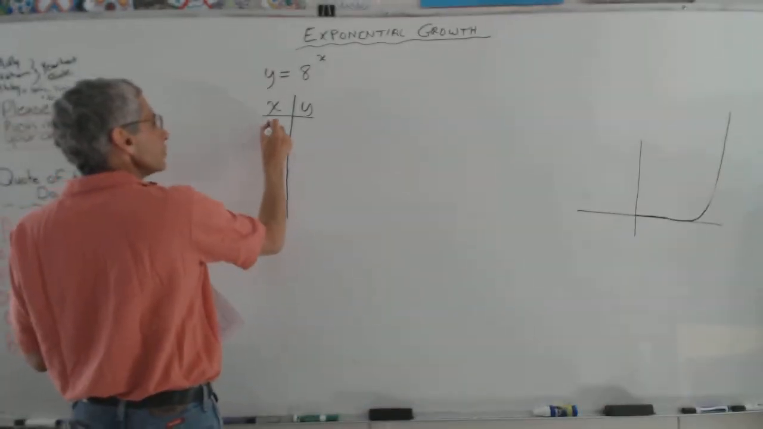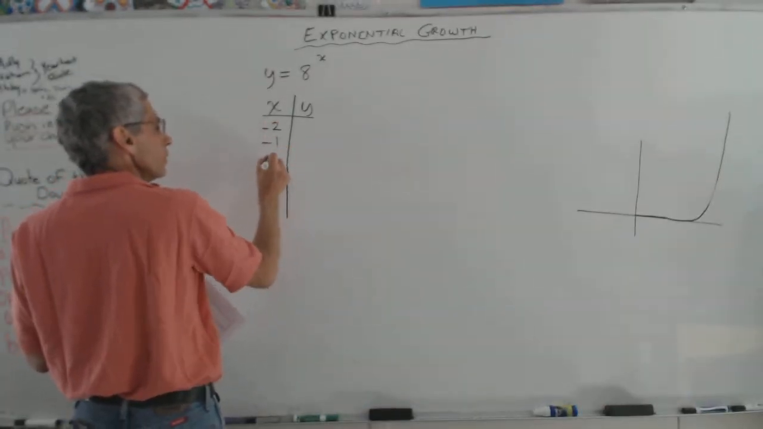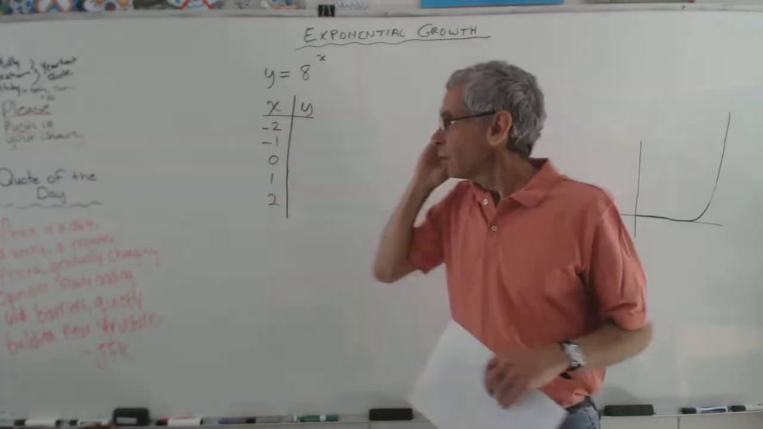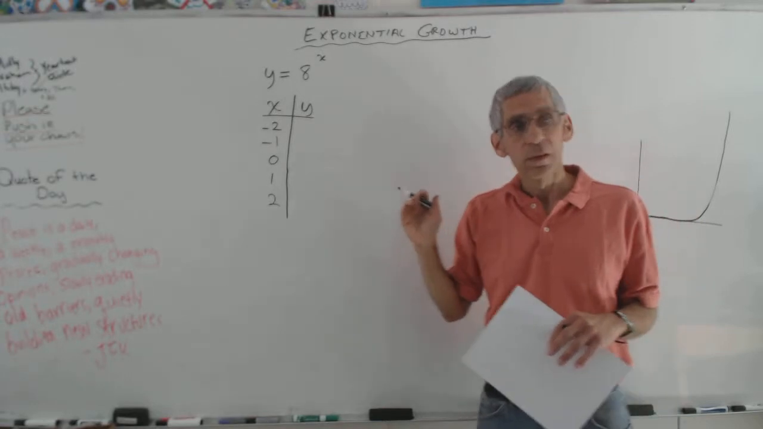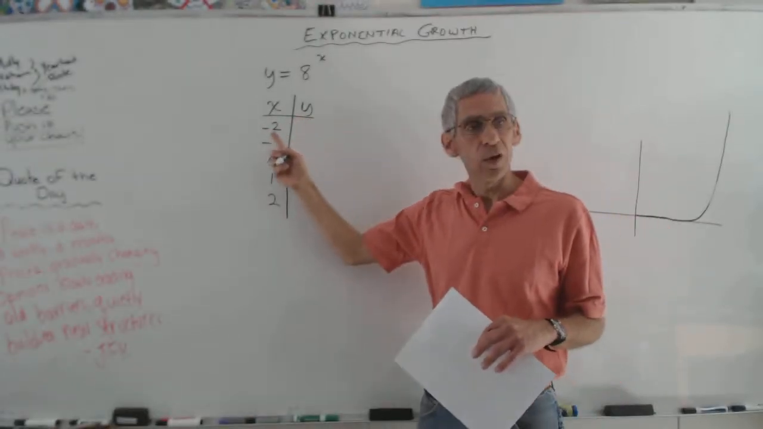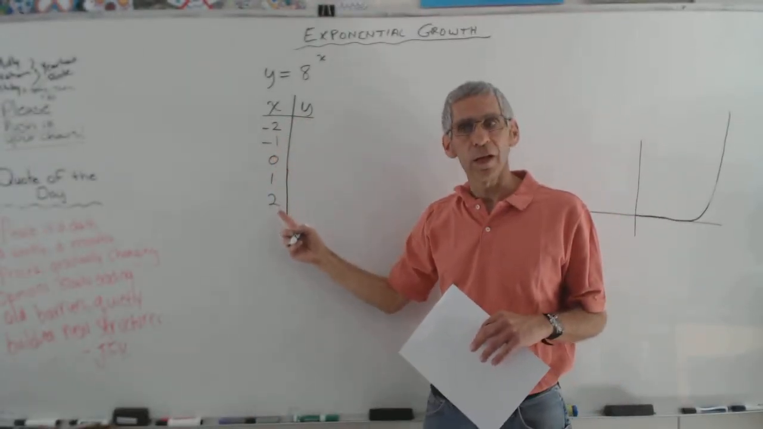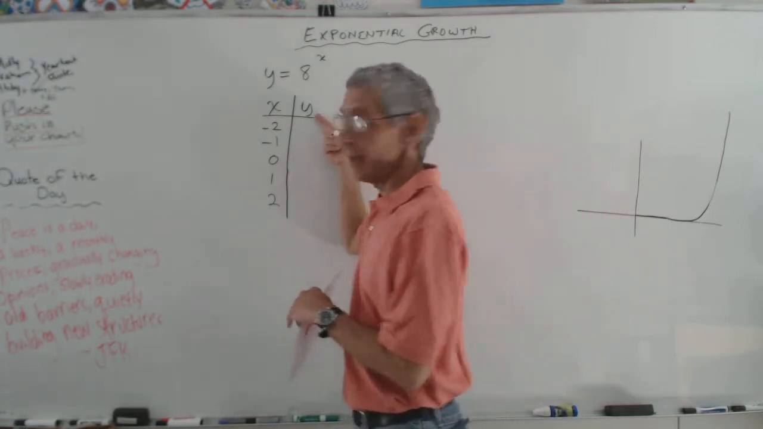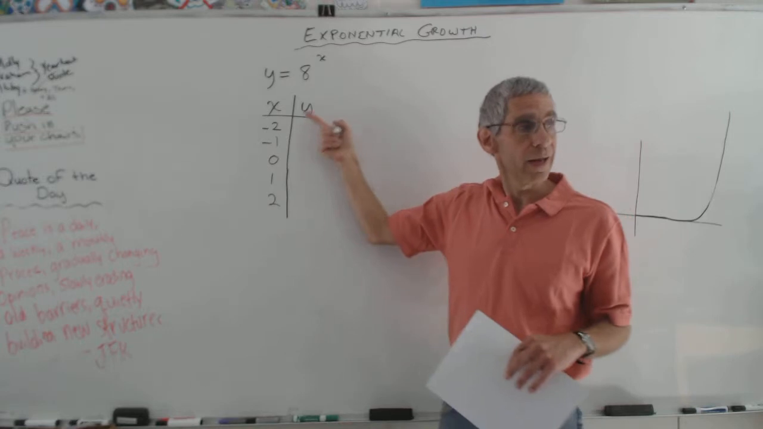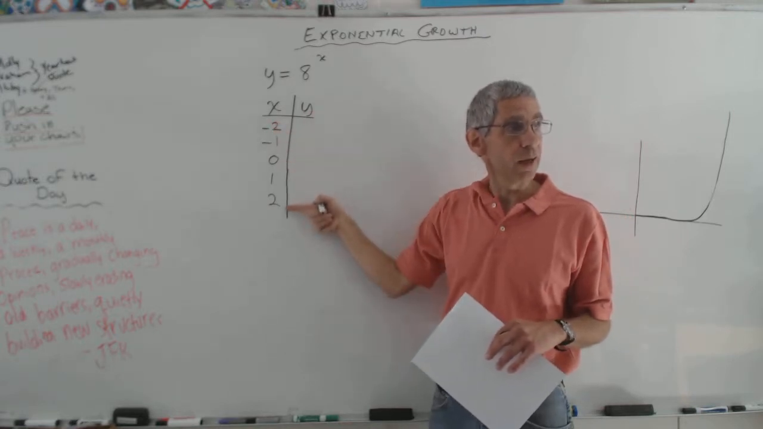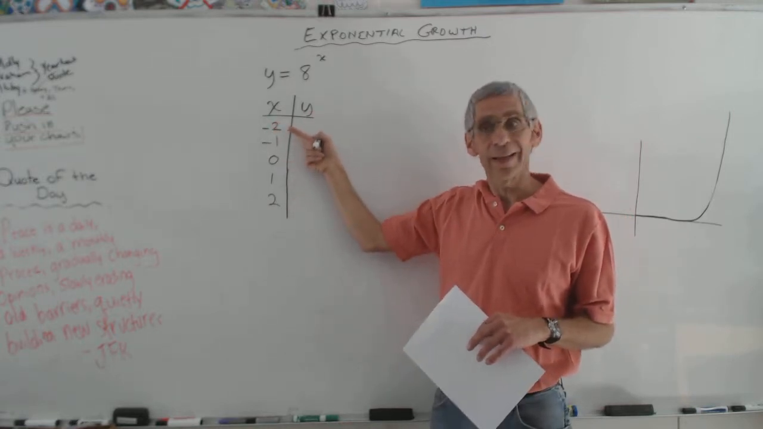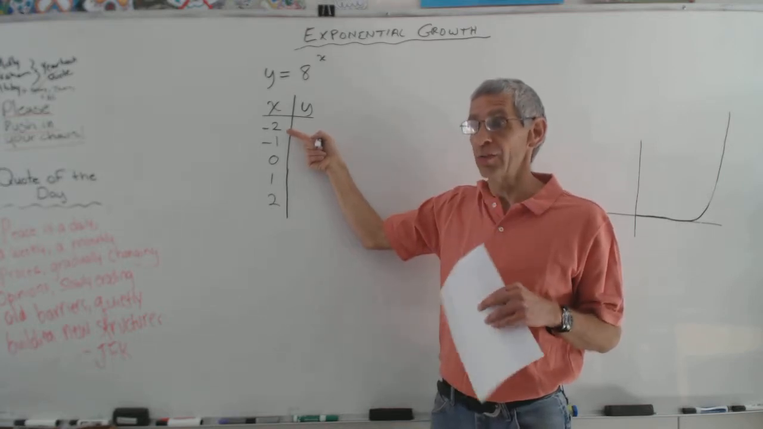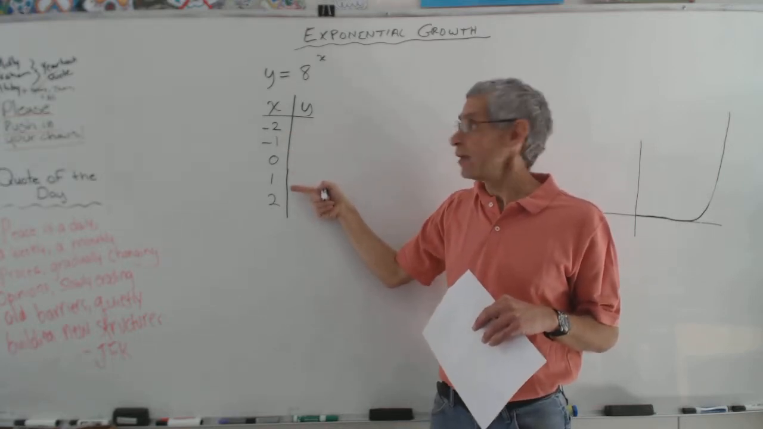-2, -1, 0, 1, and 2. Now, remember, why am I choosing to put all my numbers in the X column? Because Y is my dependent variable. It's dependent on what I choose for X, right? So my X then is my independent variable. I can independently choose my X values, right? So I can choose anything I want.